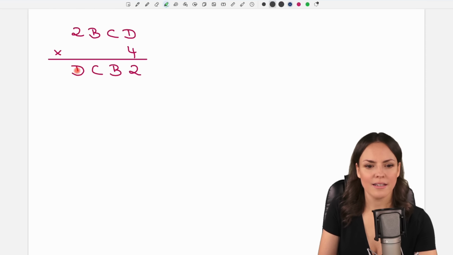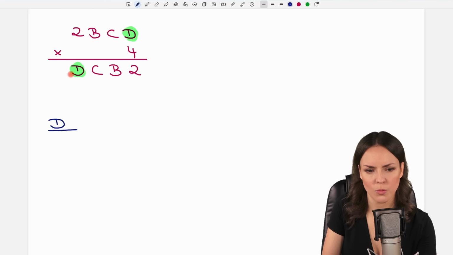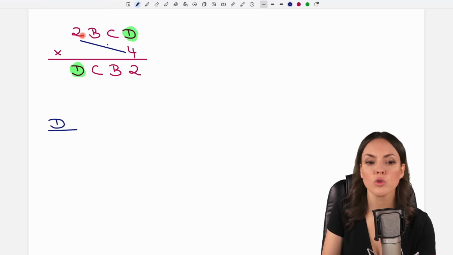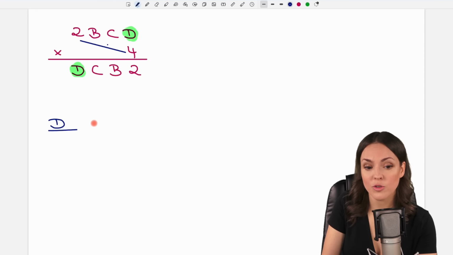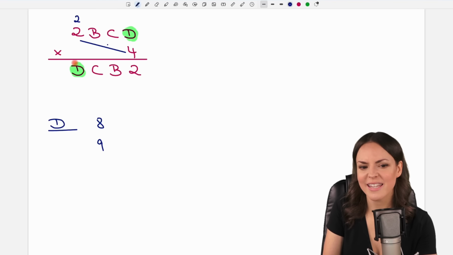Now maybe we take a look at our D. We have D here and D here. To be able to find our D, maybe we start with this one. What do we have to do to get this result? Well, we have to multiply the 4 by this number. So 4 times 2 would equal 8. So maybe our D is 8 if we don't have a carry. But if we have a carry, let's say 1, then we had 8 plus 1, so 9. And 2 as a carry wouldn't be possible because then the number would be too large again. So we only have 8 or 9 for our D.